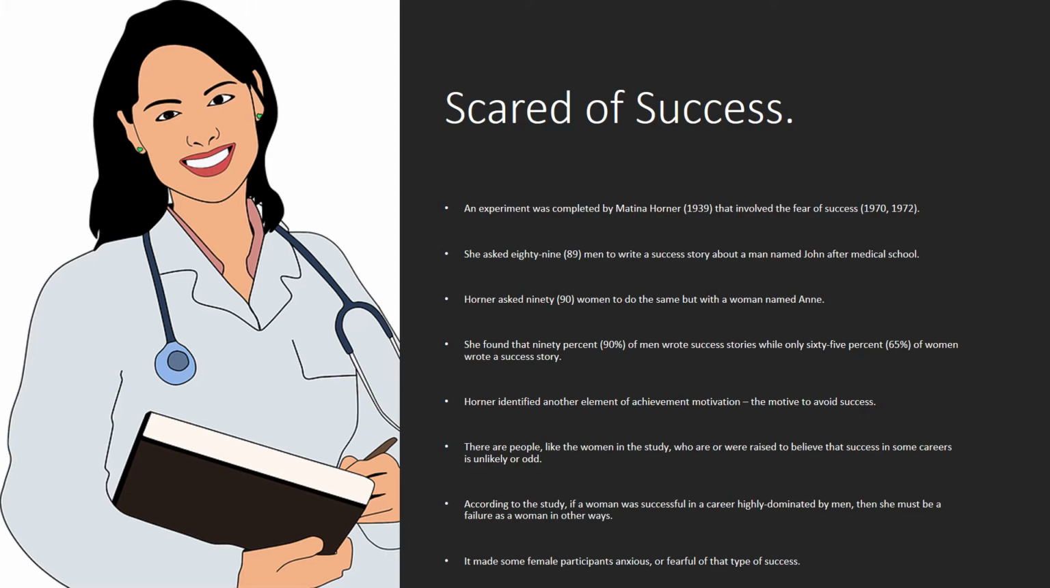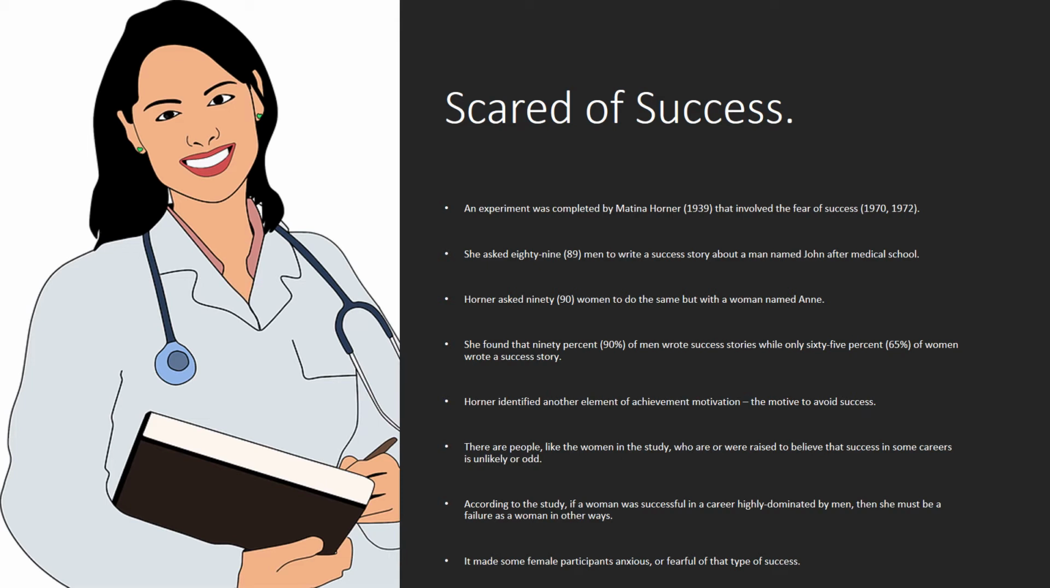People can also be scared of success as well. An experiment was completed by Martina Horner that involved the fear of success. She did this in the 1970s. She asked 89 men to write a success story about a man named John after medical school. Horner also asked 90 women to do the same, but with a woman named Anne after she graduated medical school.